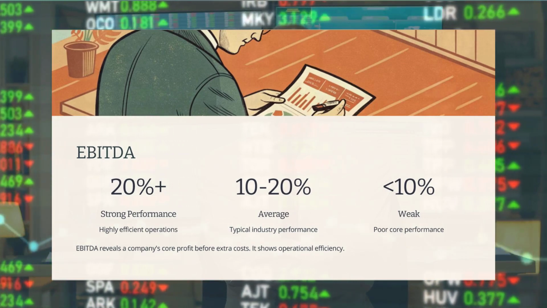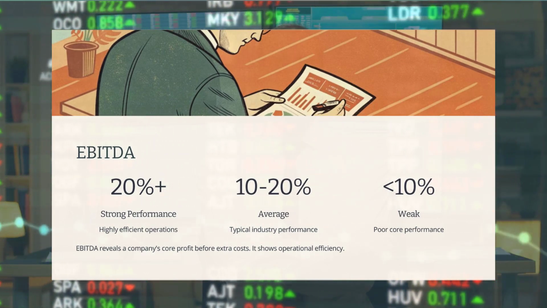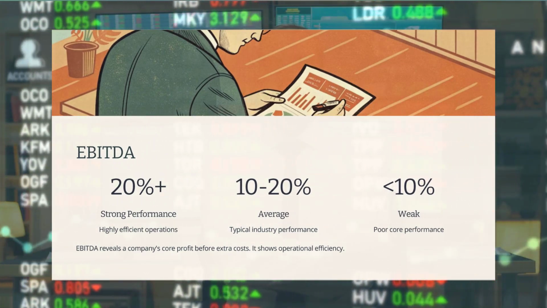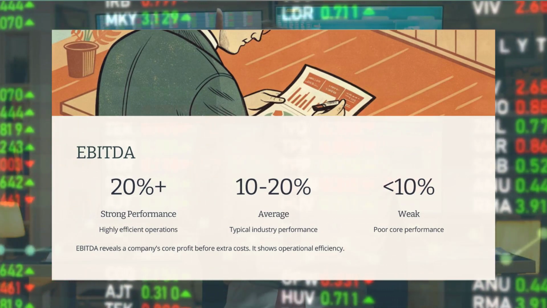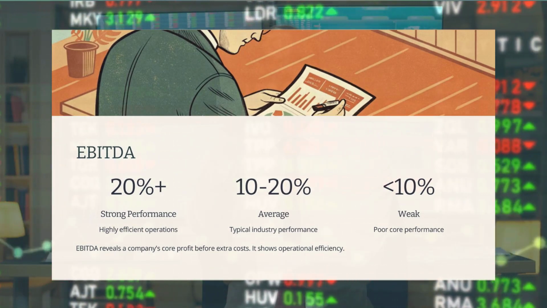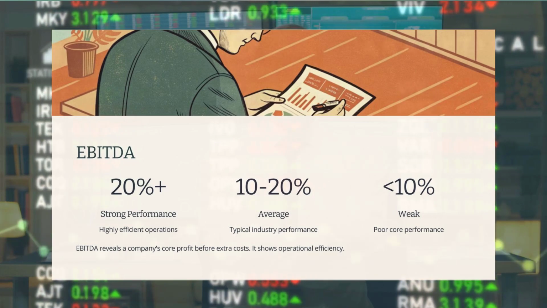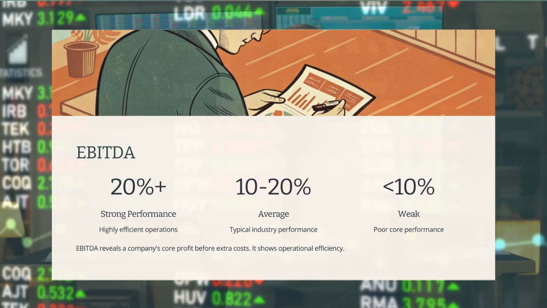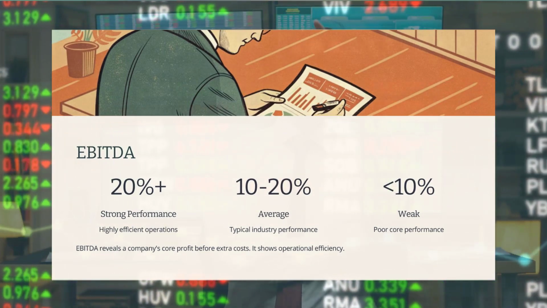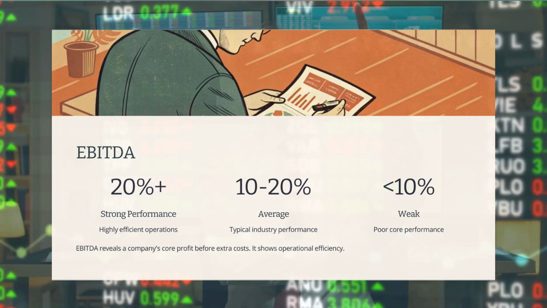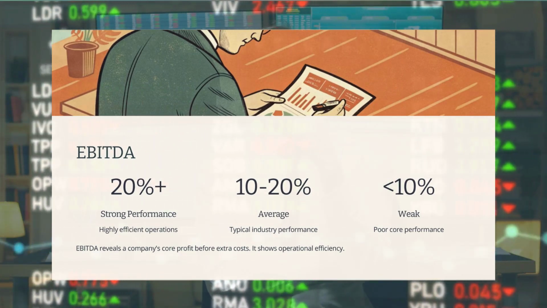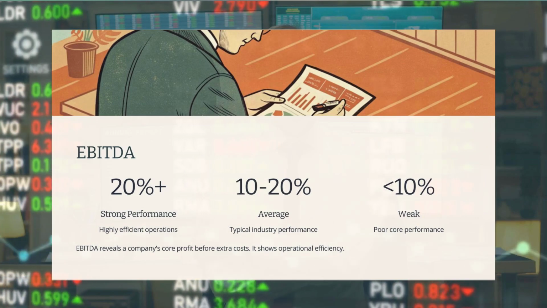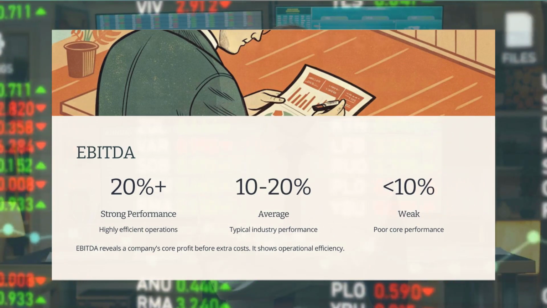EBITDA stands for earnings before interest, taxes, depreciation, and amortization. That may sound complex, but it really just shows how much profit a company makes from its core operations before any extra costs are factored in. If EBITDA is over 20%, it means the company is highly efficient. Between 10 and 20% is average, and below 10% might be a sign that the company is struggling operationally.